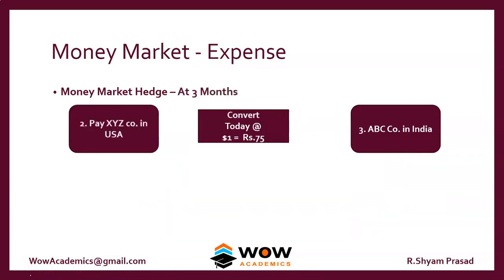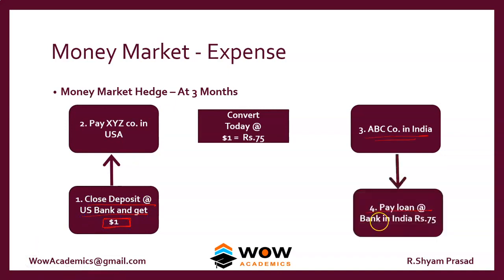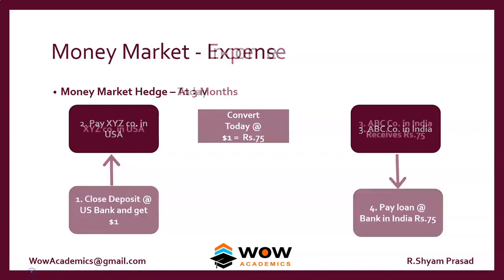After 3 months time, what would happen is we will close the deposit in the US and we'll pay this $1 to the US company. So they will close the loan in the Indian country at 75 rupees, because that was the amount that they have borrowed. So this is the money market hedging for the expenses side.